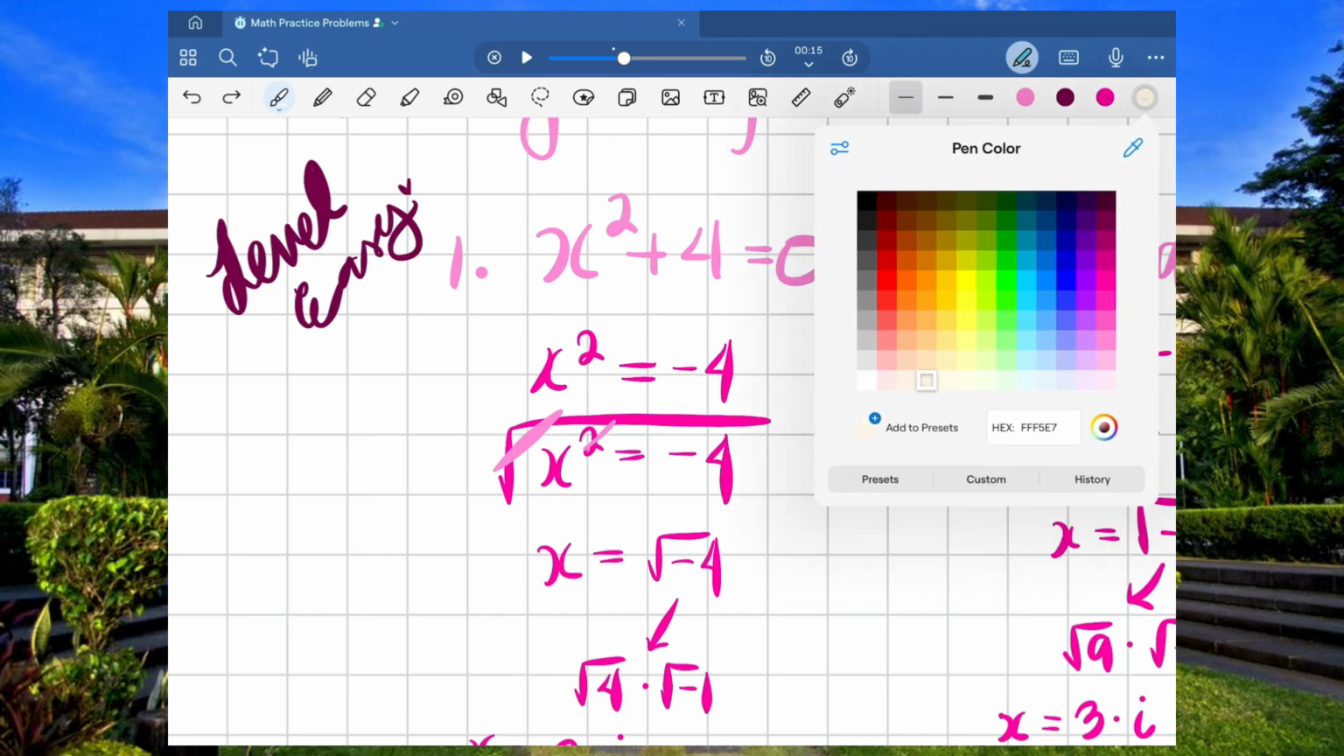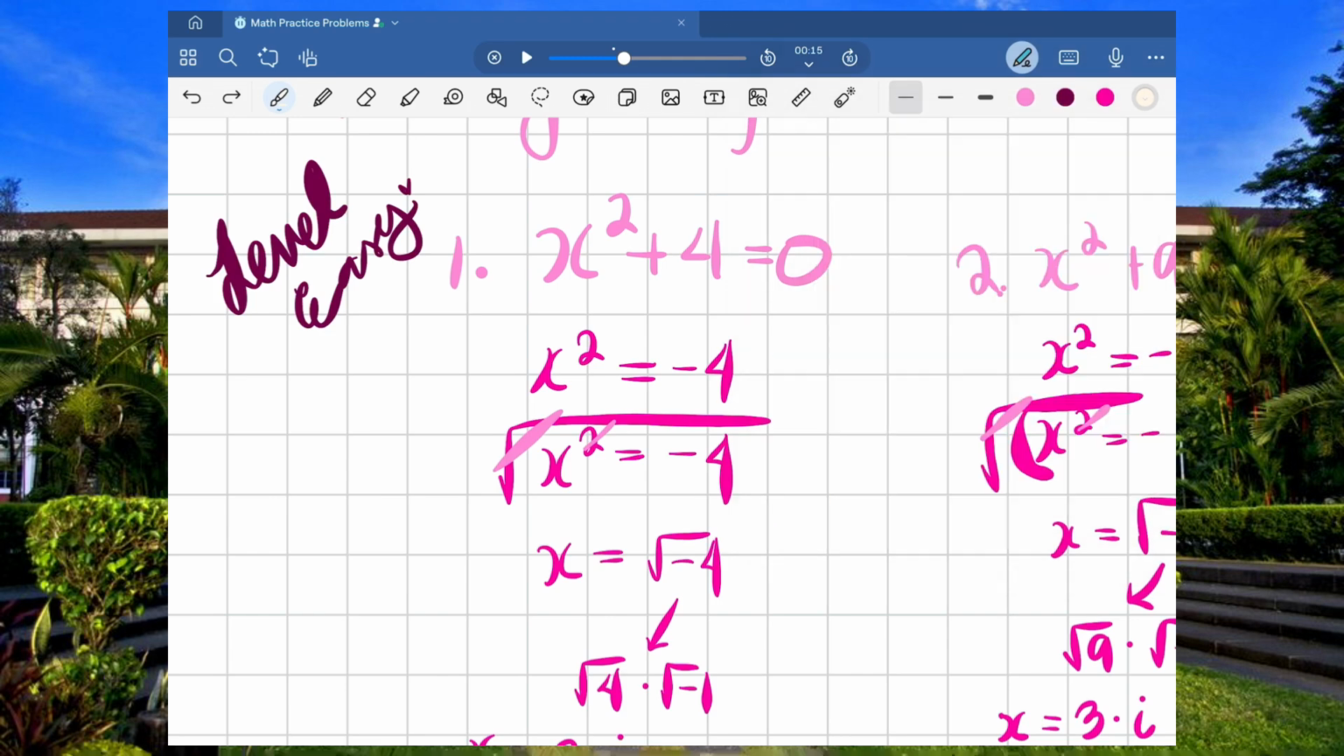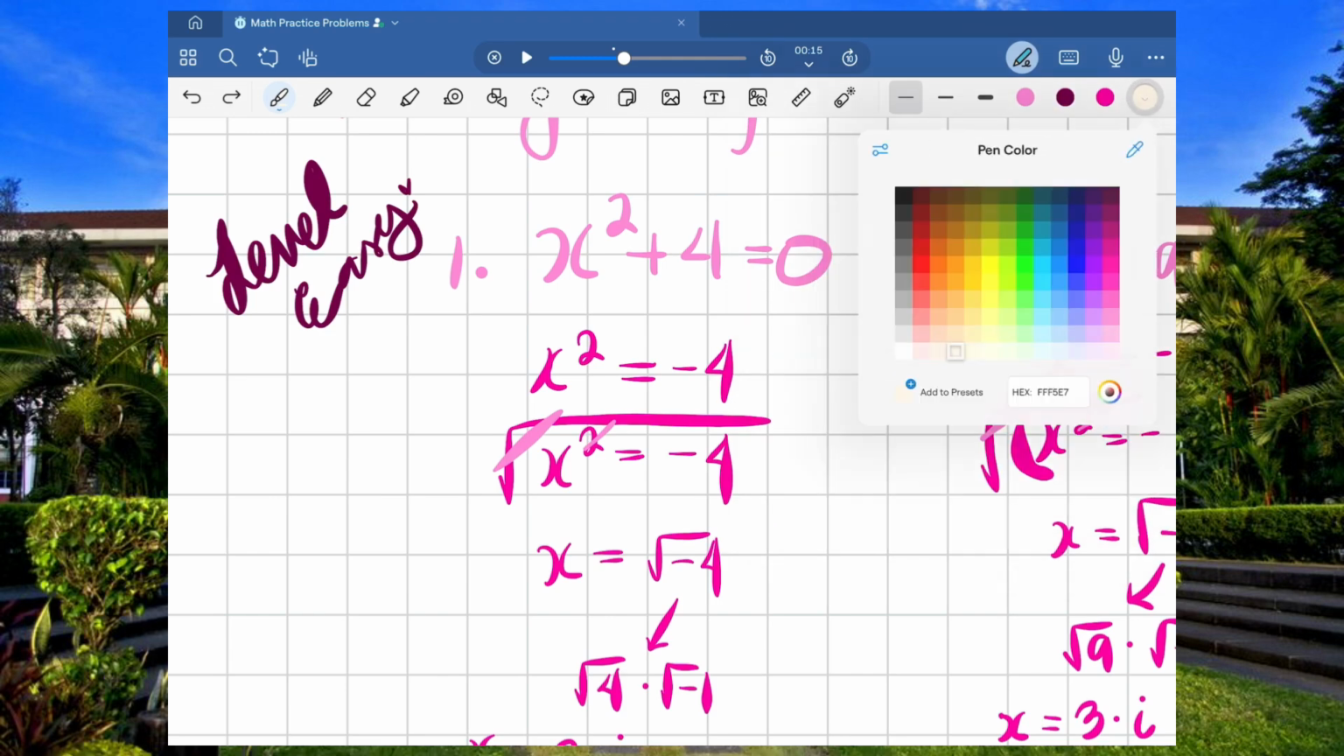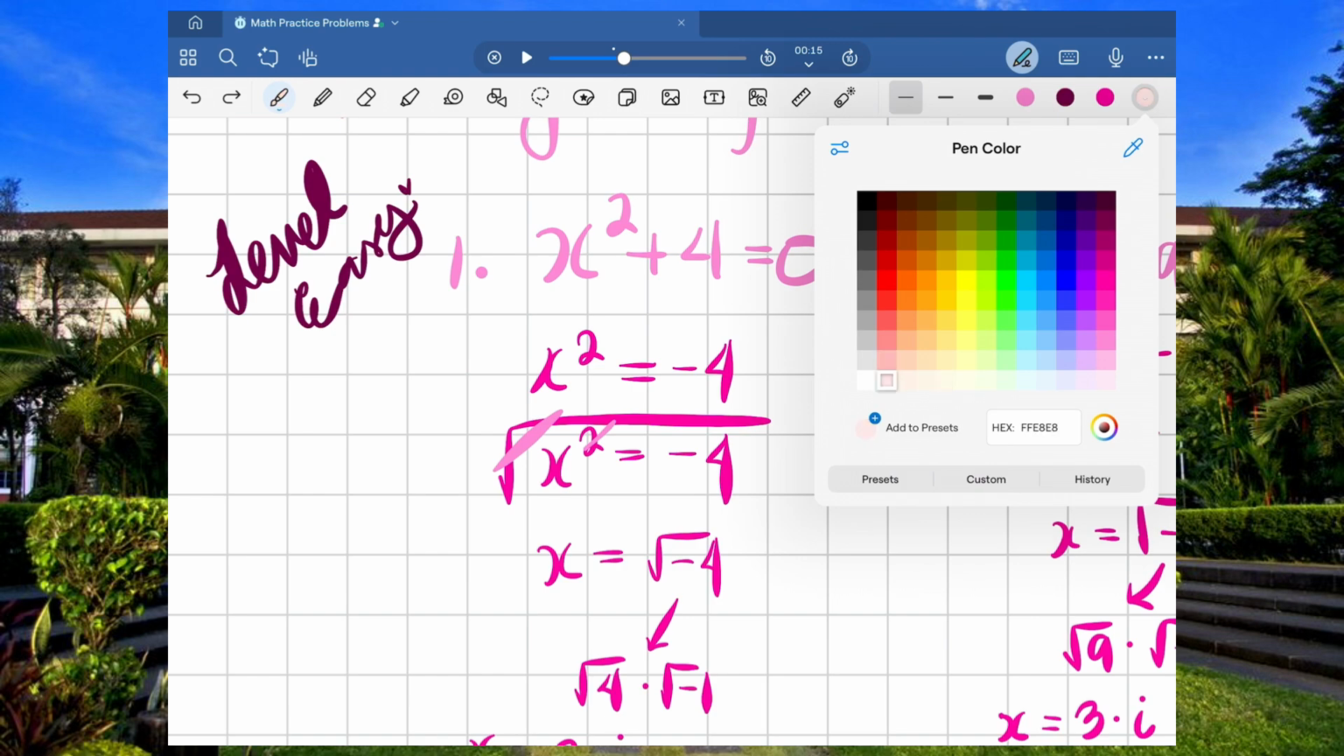So I'll just change my pen color. I think this one. Oh.